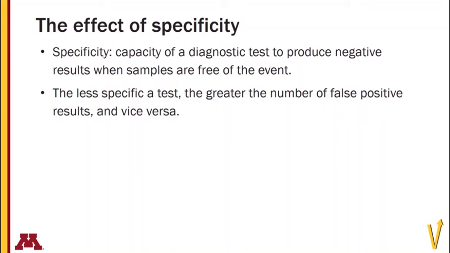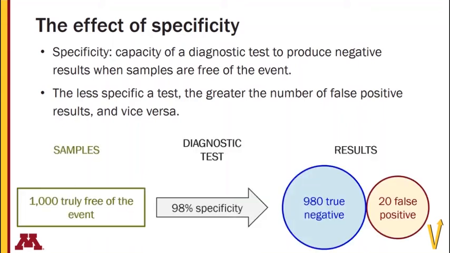So, first, let's remember the definition of specificity of a test. It's the probability that a sample is classified as negative by a test, given that the event is not present. The less specific a test, the greater the number of false positive results, and vice versa. So if we analyze 1,000 samples free of the event with a 98% specific test, we may expect 980 true negative results and 20 false positive results.